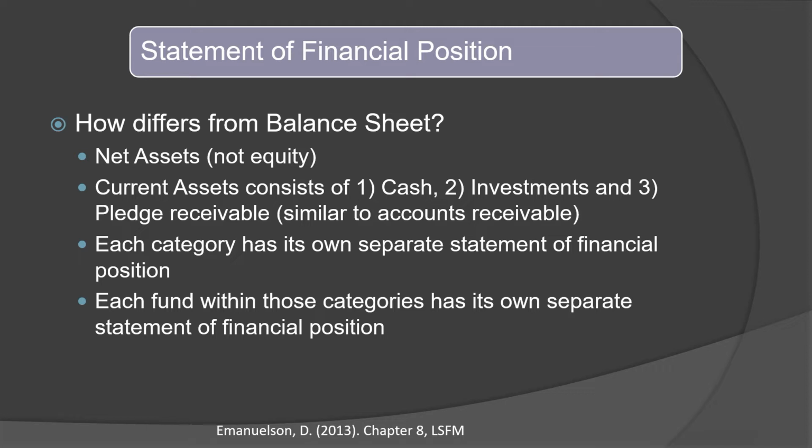Each category has its own separate statement. So in nonprofit, each of these different categories and funds have their own separate statement. They separate the funds to show transparency. So you have the unrestricted funds, which show the financial condition of operations. The temporarily restricted funds show how much money is being raised. And restricted endowment funds show how much money is available to support operations.